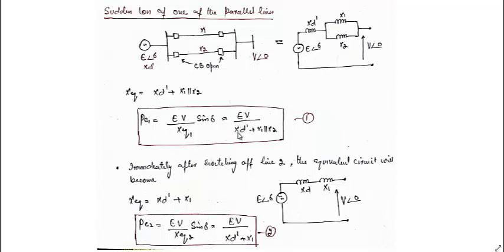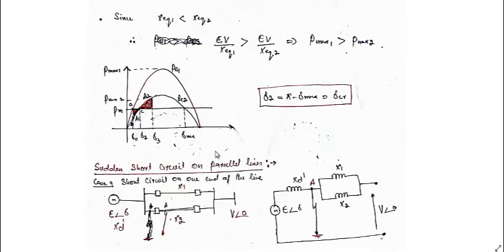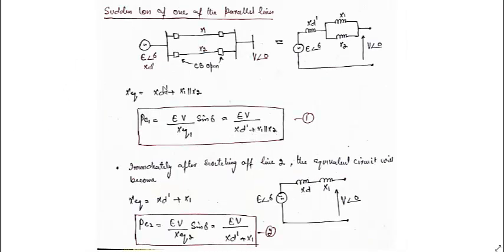So this will be EV divided by XD dash plus X1 parallel X2. Immediately after switching off line 2, the equivalent circuit will be like this. Now X equivalent will be equal to XD dash plus X1. So PE2 will be equal to EV by X equivalent 2 sine of delta, that is EV divided by XD dash plus X1. So here X equivalent 1 will be less than X equivalent 2, because this parallel combination will be definitely less than this.